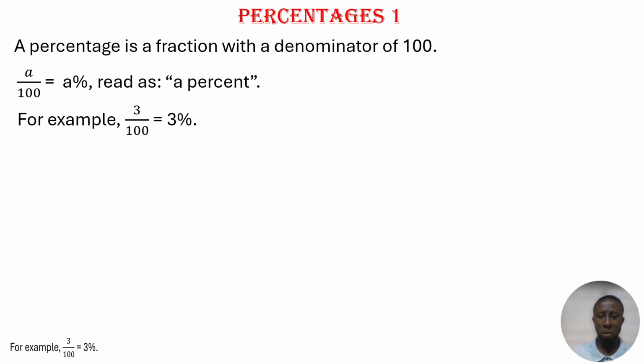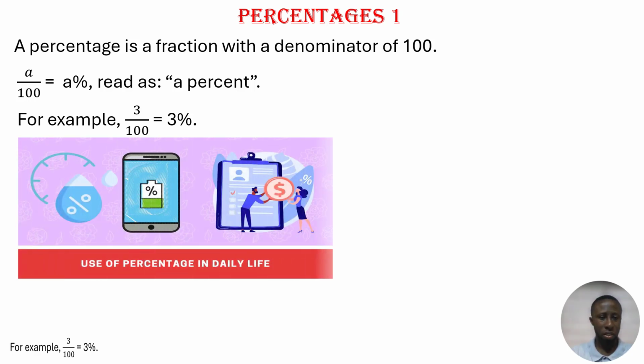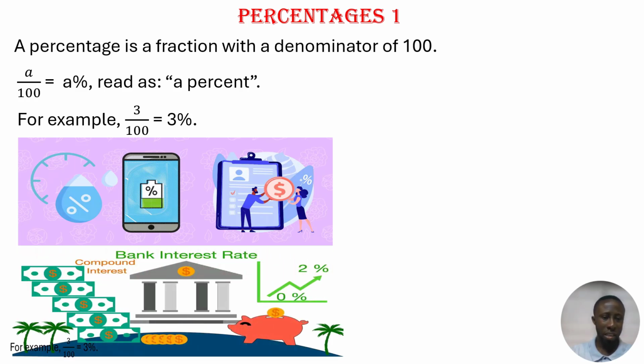Now let's move to the real life application of percentages. You have a phone and your battery is draining, then you say your battery percent is 5%, 50%, and so on. We use percentages in our daily life, and a typical example is compound interest, bank interest. On all these things we deal with percentages in our daily life.